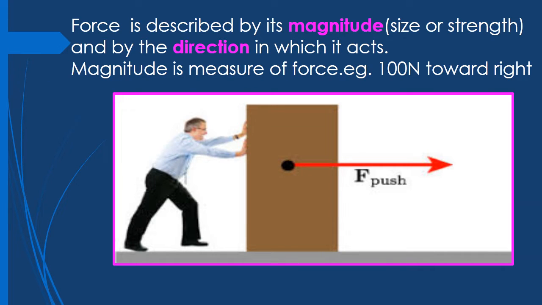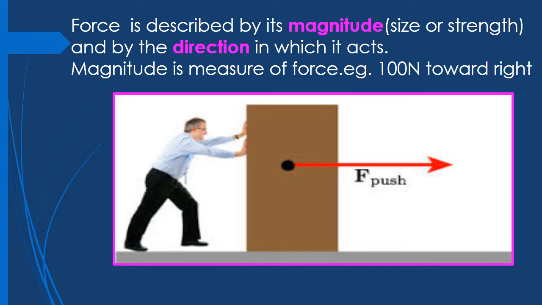Force is described by its magnitude and by the direction in which it acts. Now what's magnitude? Magnitude is the measure of force, or the size or strength of force. When you apply force, or when you try to push any object from one place to another, you apply a certain amount of force. So that amount or strength of the force is said to be the magnitude. Like if you buy potatoes or tomatoes from the market, you get 1 kg or 2 kg. So that 1 kg or 2 kg is the magnitude.